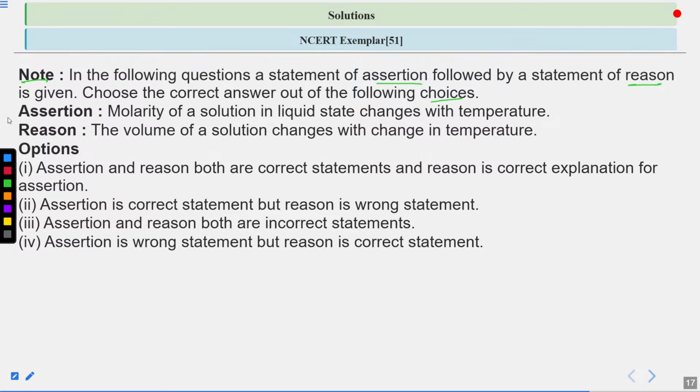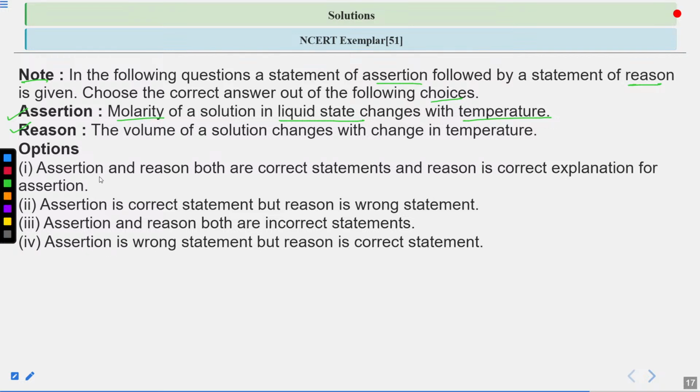So we have two statements stated as assertion and reason. Assertion says, regarding the molarity of a solution, that the molarity of a solution in the liquid state changes with the temperature. That means if the temperature changes, the molarity of the solution changes. The reason says that the volume of a solution changes with the change in the temperature. Now you have to select the correct option based on the two given statements.